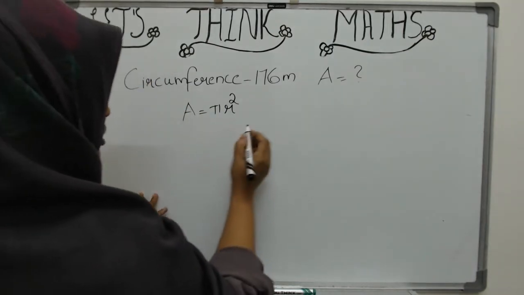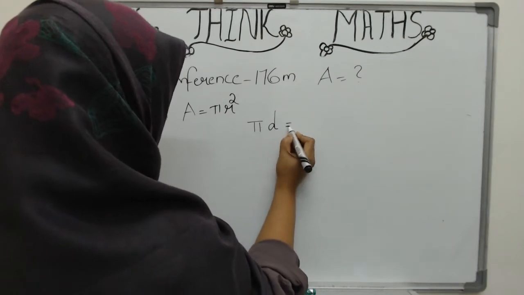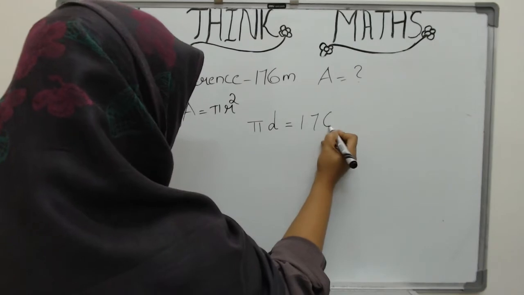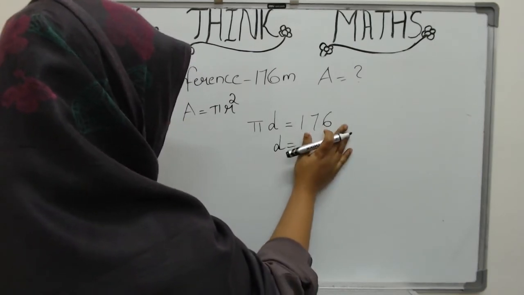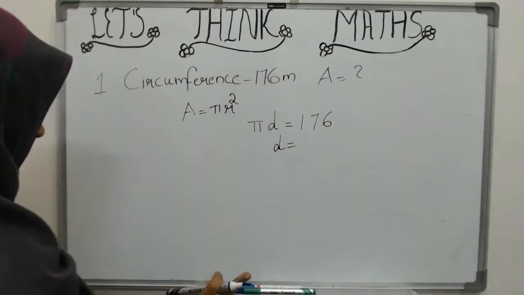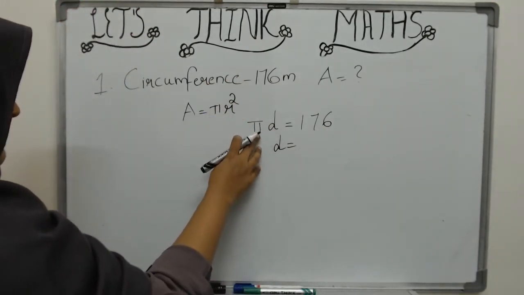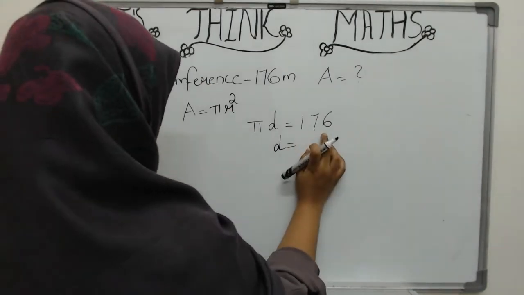What is the equation for the circumference? Circumference is pi into d. But here circumference is given as 176. So now you remember what I first told you. If this circumference or the area is a multiple of 11, go for 22 by 7. For pi, use 22 by 7. So is this a multiple of 11?